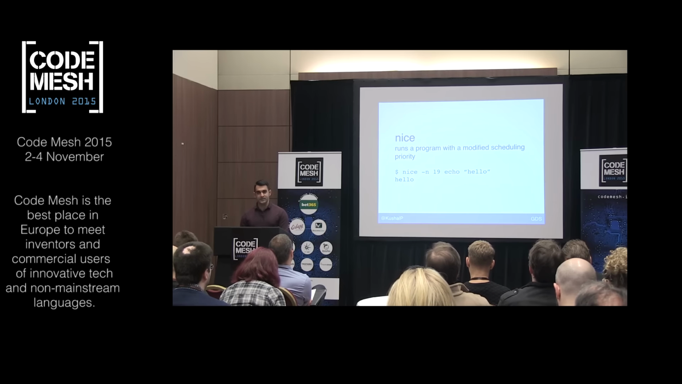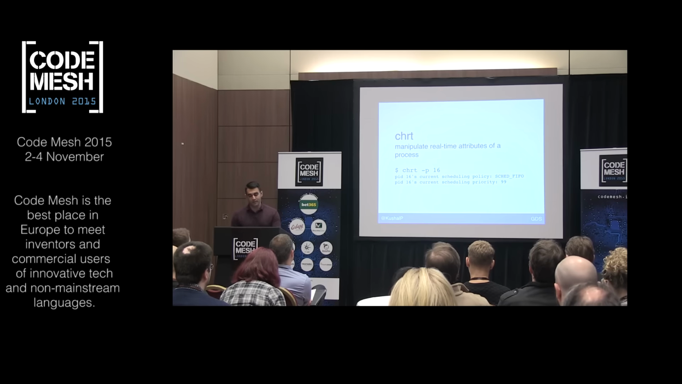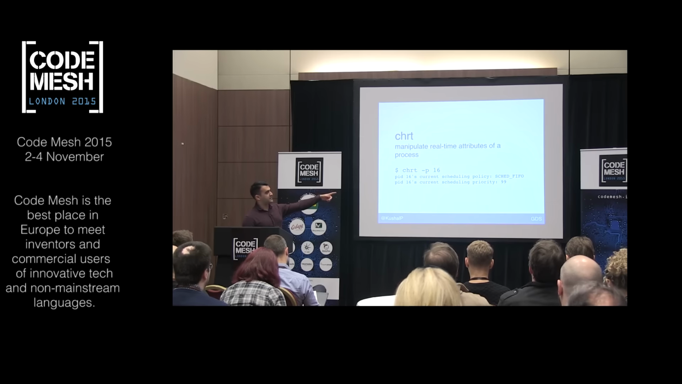There's another tool that is a superset of nice, and that's called chrt, or change real time. And with that, you can manipulate the real-time attributes of a given process. So in this small example, I've just printed out the scheduling policy for the process at PID 16. So the policy is first in, first out. The priority here is 99. But using chrt, you can essentially define these things together.